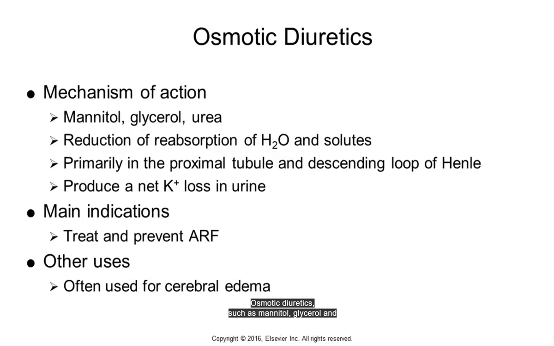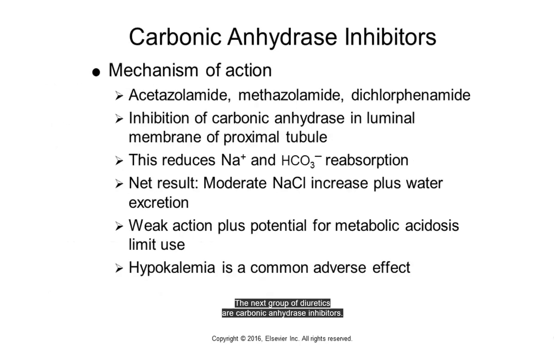Osmotic diuretics such as mannitol, glycerol, and urea reduce the reabsorption of water and solutes in the proximal tubule and descending loop of Henle, resulting in a loss of potassium ions. These agents are used to treat acute renal failure and cerebral edema, which often occurs in traumatic brain injury. Mannitol, under the brand name Aridol, is also used for bronchoprovocation during PFTs, to diagnose asthma in patients 6 years and older.